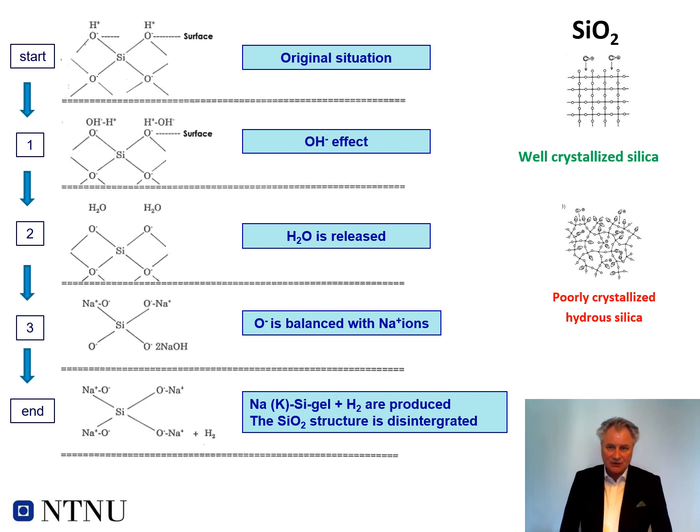So the crystal structure, if it is a well crystalline silica structure, as you can see on top here, then it's more difficult for the alkalis to attack the crystal lattice. However, if you have a more polycrystalline or hydrous silica, in red up here, you can see that it's easier to attack the crystal. So that will be a SiO2 crystal which is more reactive compared to the well crystallized silica.